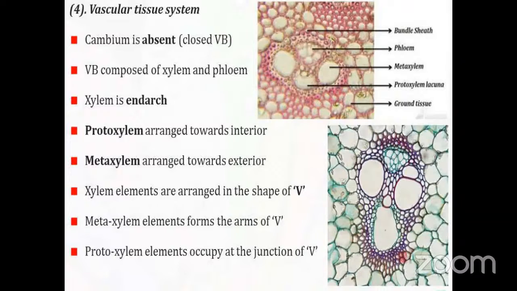And xylem is endarch. Endarch means metaxylem towards the periphery and protoxylem towards the center. Protoxylem is arranged towards the interior, that is towards the center. Metaxylem is arranged towards the exterior. And xylem elements are arranged in the shape of the letter V. Metaxylem elements form the arms of the V, and protoxylem elements occupy the junction of the V. So this is the position. See, xylem vessels are clearly seen in the shape of V. They are known as xylem lacuna, also very big in size, metaxylem.